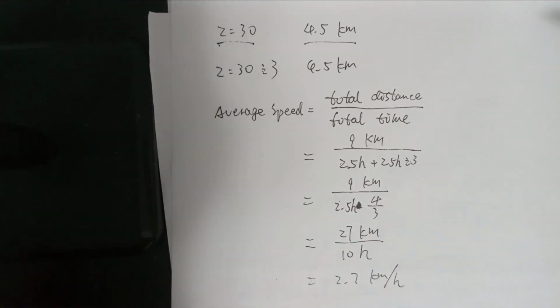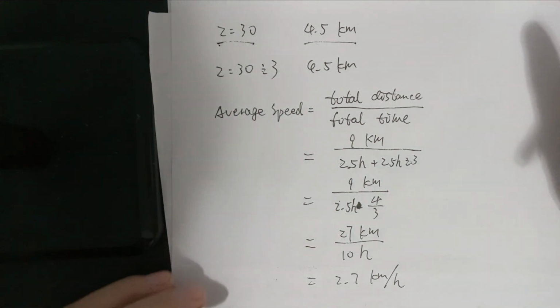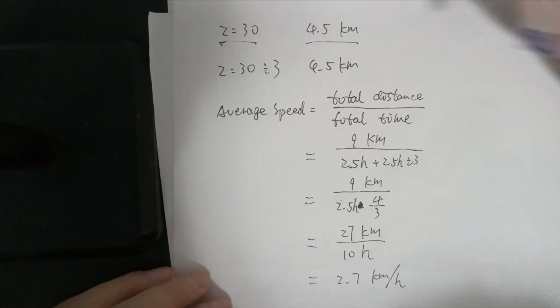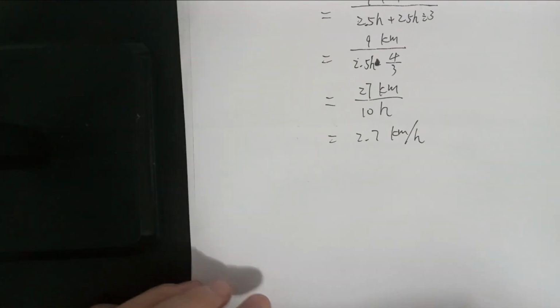This is the average speed, which matches choice E, the last one. 2.7 is the answer for problem number 22. Okay, we are doing pretty well here. And finally, we are going to problem number 23, just the next one.